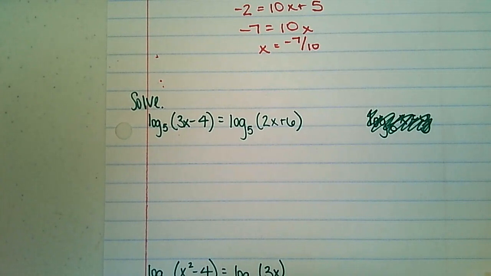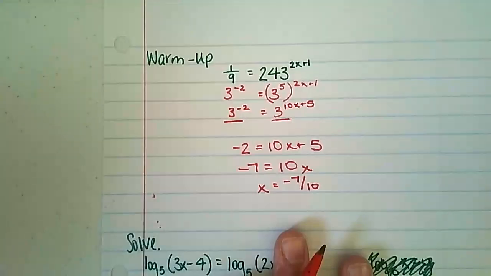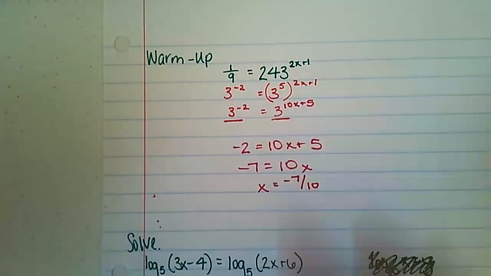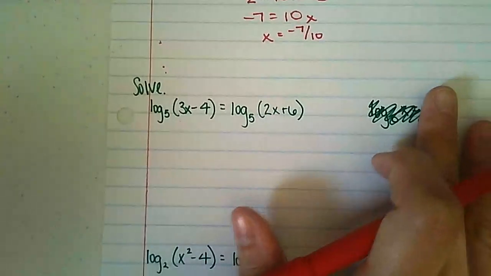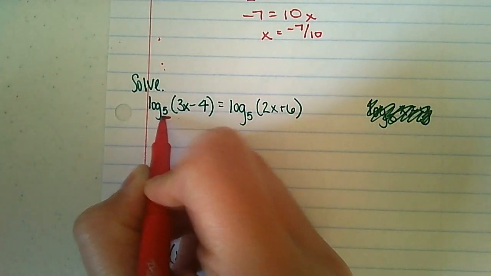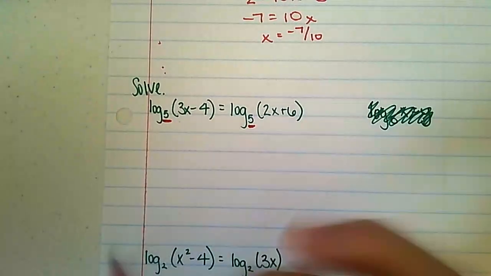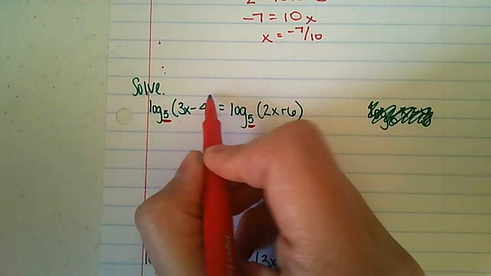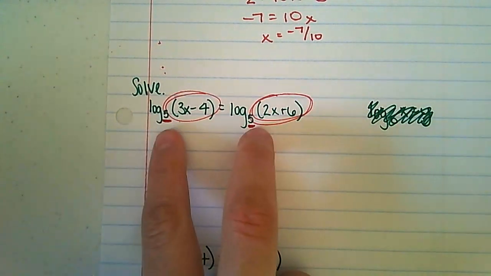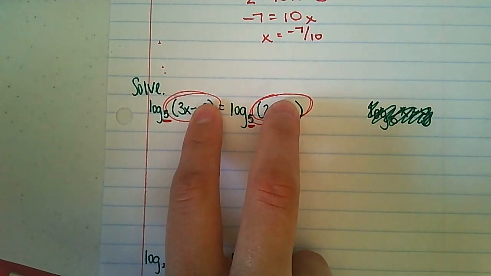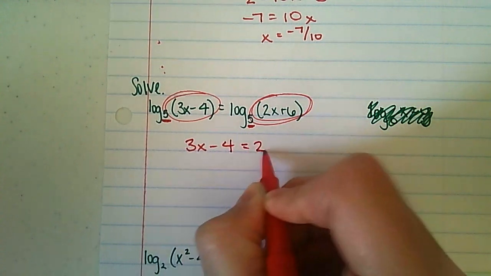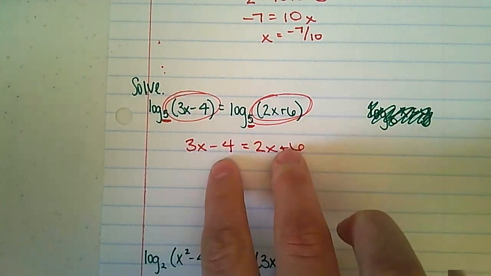So we're going to use that same idea up here. Where we have the bases the same, we could set our exponents equal to each other. With logs, once the bases are the same, just like before, this time we can set our arguments equal to each other. So when your bases are the same, you can set your arguments equal to each other. So let's go ahead and do that and solve. So my arguments are equal to each other.